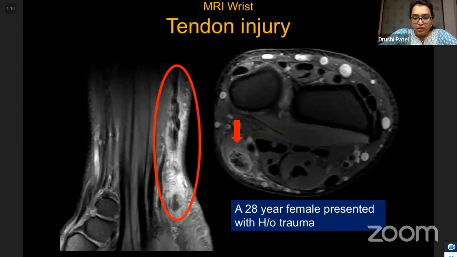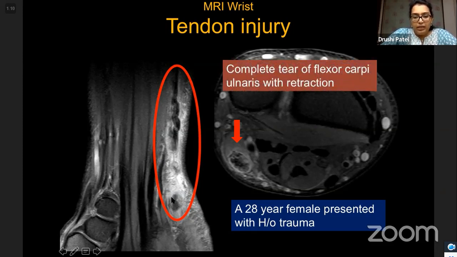Coming to tendon injuries, a 28-year-old female presented with a history of trauma. Here you can see that this is very well depicted in this single image. At times it's not that easy. There is tendon retraction. This is the wavy torn proximal tendon, and this is the distal torn end. Okay, so this is complete. This was complete tear of the flexor carpi ulnaris with retraction.